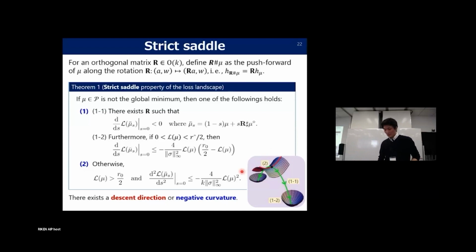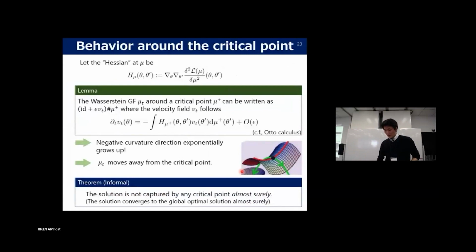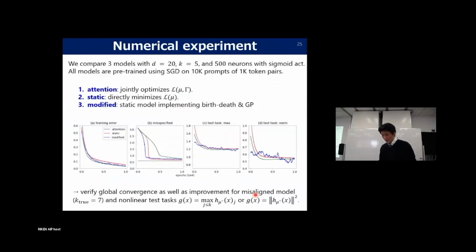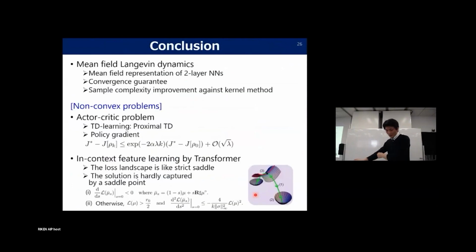This is our main result. Under some assumptions, the Wasserstein gradient flow decreases the objective function, and it can converge to the global optimal solution, hopefully in polynomial order. This is our numerical experiment, which I skip. So this is the conclusion.